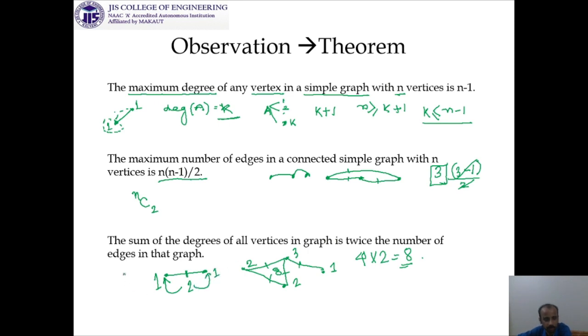So if you have E number of edges, then their total contribution is 2E, and this total contribution is going to be distributed among all the vertices, and that distribution is nothing but the degree of the vertices. So the sum of them must be equal to 2 into E.